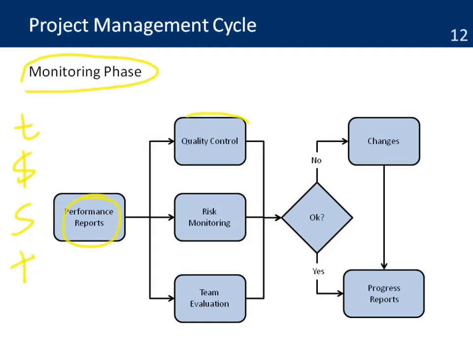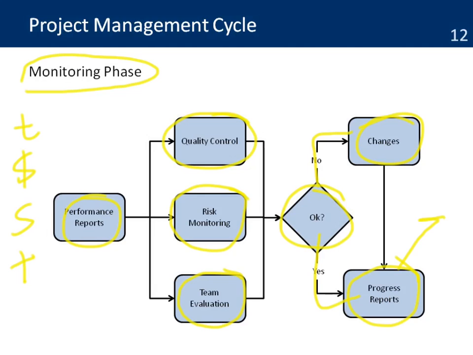On top of that, there's going to be a lot of quality control on all the deliverables that are being produced. There is constant risk monitoring to see if there are changes in the risks that were initially identified by the project. There's also team evaluation, which is important for a project manager, to make sure that the team is doing the right job, that they have the skills, that they are able to produce, that they are able to coordinate their work, and that there are good communications within the team. Once that is completed, the project identifies if there's any need for changes. And if there is no need for changes, there is the development of the progress reports.